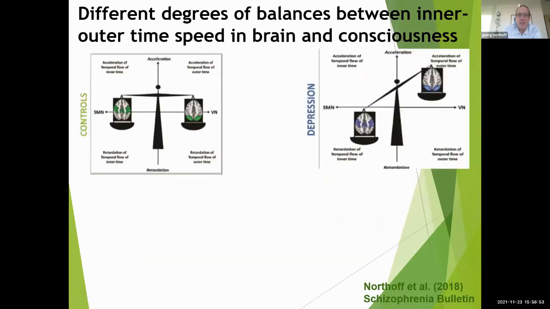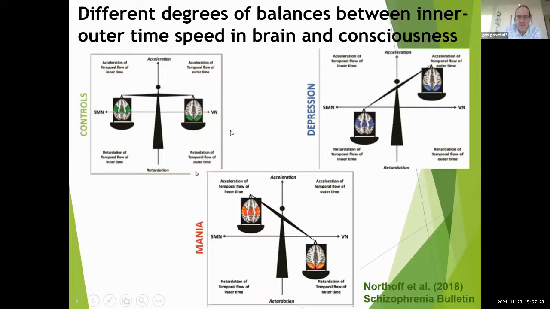So this amounts to different kinds of balances. In the neuronal variability of somatomotor network and visual network, inner and outer time speed on the neuronal level and on the perceptual level are relatively balanced in healthy subjects, and disbalanced in depression. The somatomotor network shows decreased neuronal variability, decreased inner time speed, whereas neuronal variability was too high in visual network, upper right here.